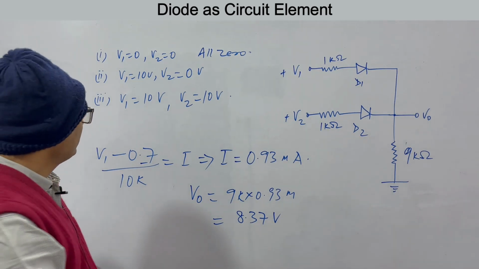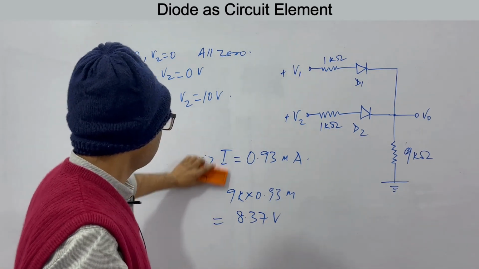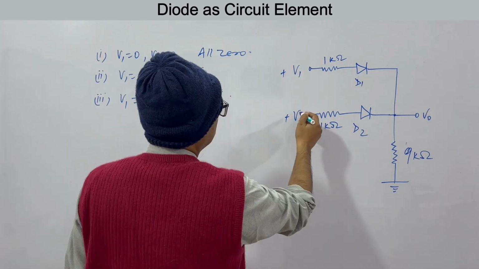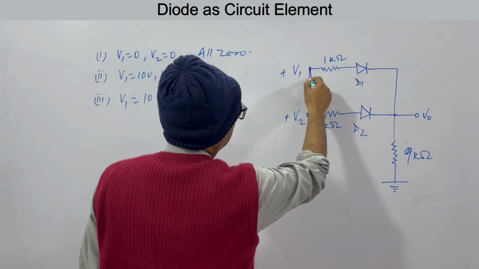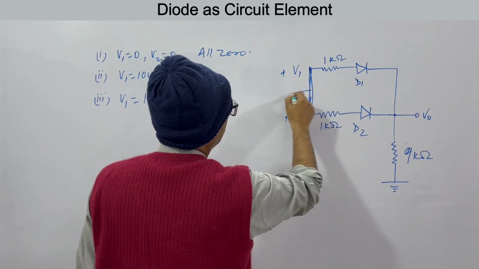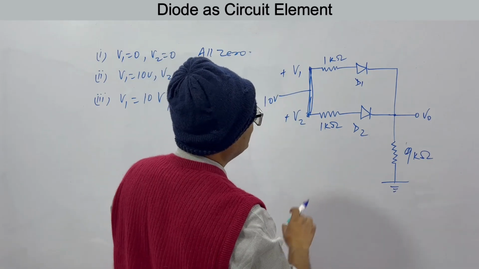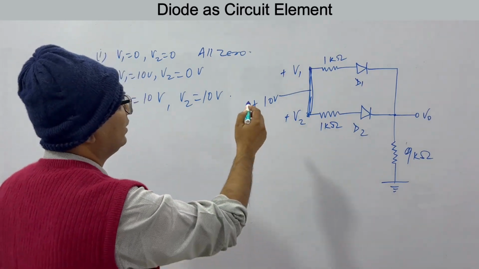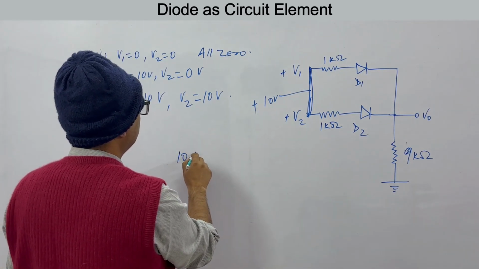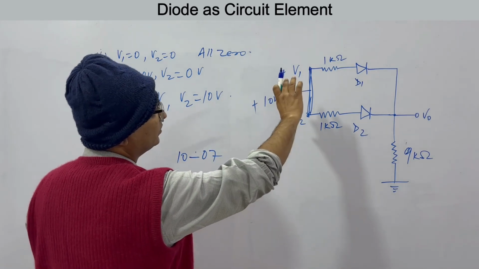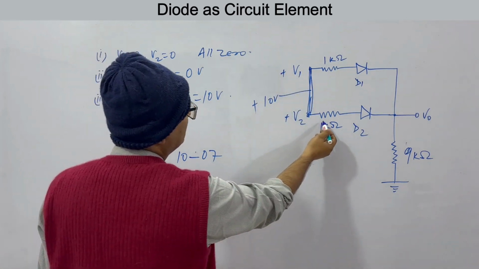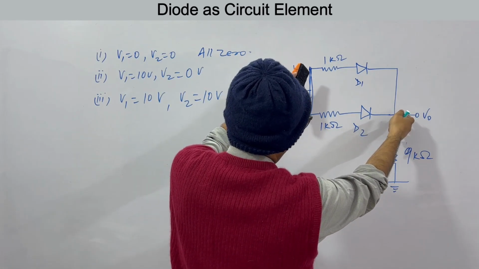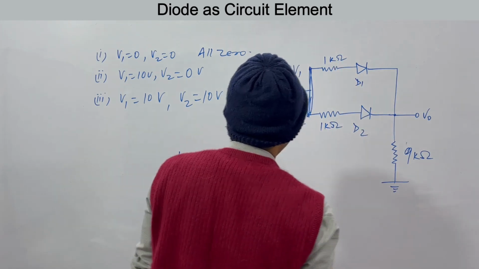Now the third case: both these voltages are equal to 10 volts. See, this is 10, this is 10. This means the two potentials are the same, both equal to 10 volts. So when you have this type of arrangement, effectively you will be supplying 10 minus 0.7 volts. And because these two are at the same potential, they will be in parallel.